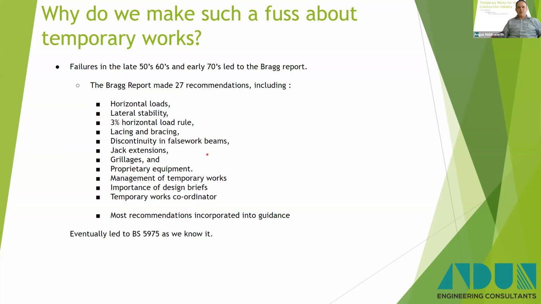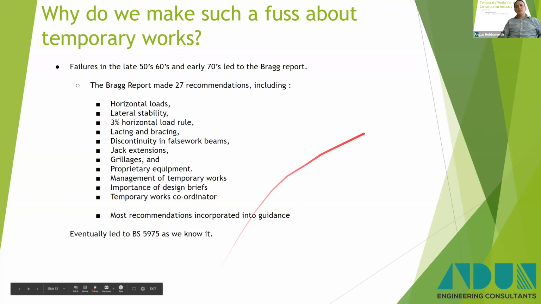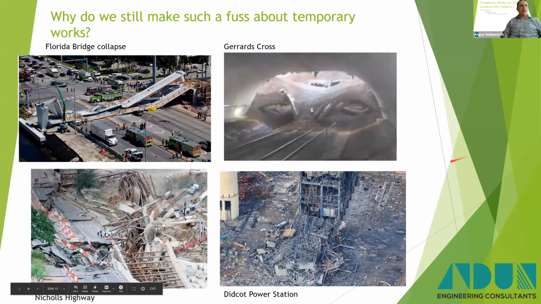They're the ones who have to sign off the permits to load to say, yes, I'm happy it's been built as per the drawings, and say that all of that is within 5975. Now, we might have all of these procedures in place, but we're still getting collapses, which is why temporary works is still as important as ever, and making sure we have procedures in place and we do design properly.